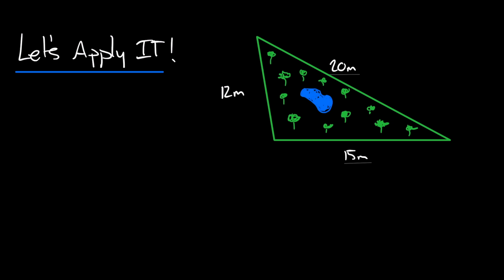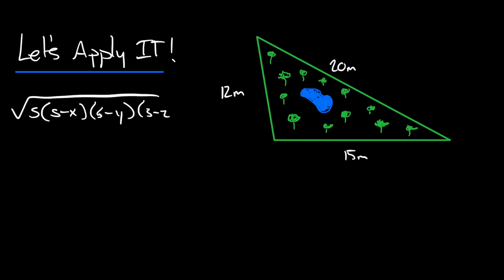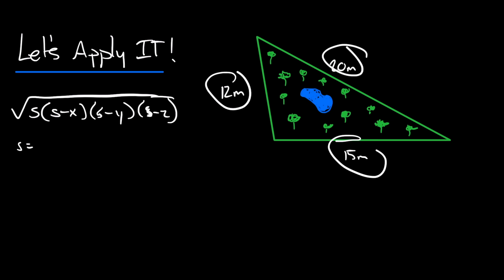Just to remind you, Heron's formula is the square root of s times s minus x, s minus y, times s minus z. First, let's calculate the semiperimeter, or the value of s, by adding the three lengths and dividing by 2. In this case, it's 12 plus 15 plus 20, all divided by 2, which equals 23.5. So in this problem, the value of s is 23.5.